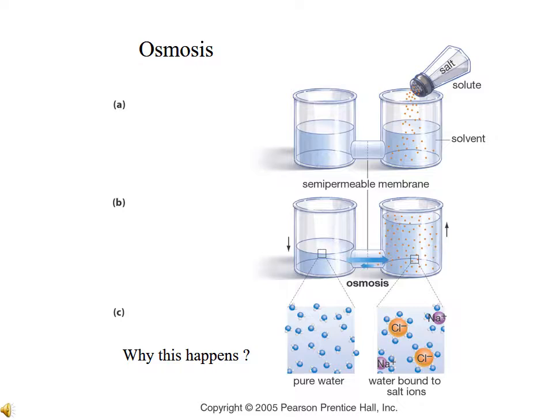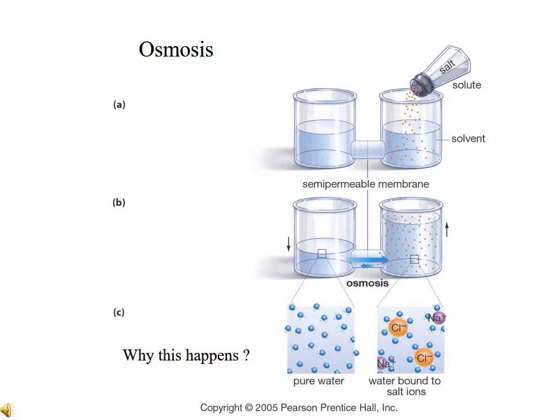Keep in mind, the solute or the salt cannot pass through that semi-permeable membrane. So the water will move from left to right. As you can see, the water will now rise in that vessel to the right. So, in osmosis, water is moving from an area of high concentration of water to an area of low concentration of water. Now, why does this happen?